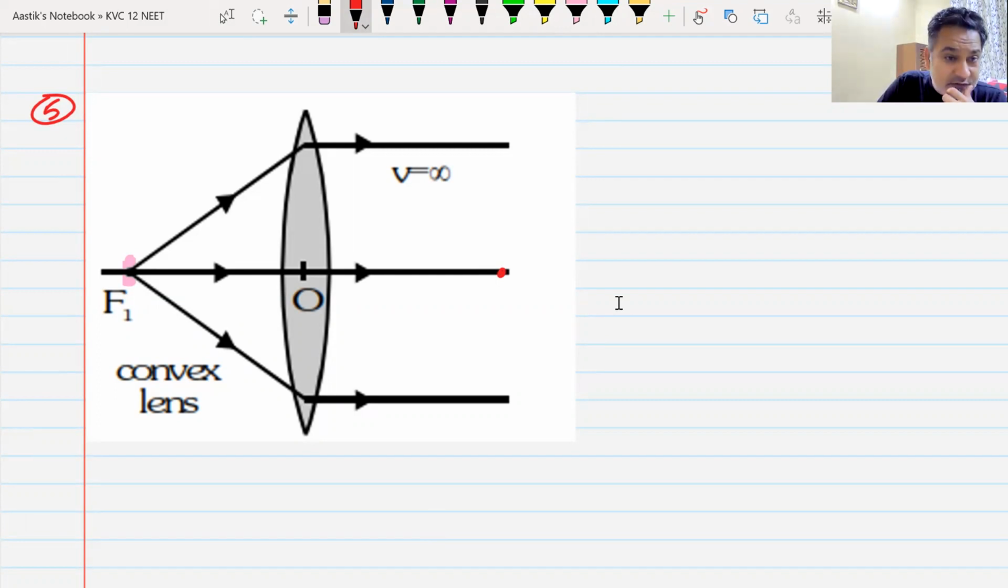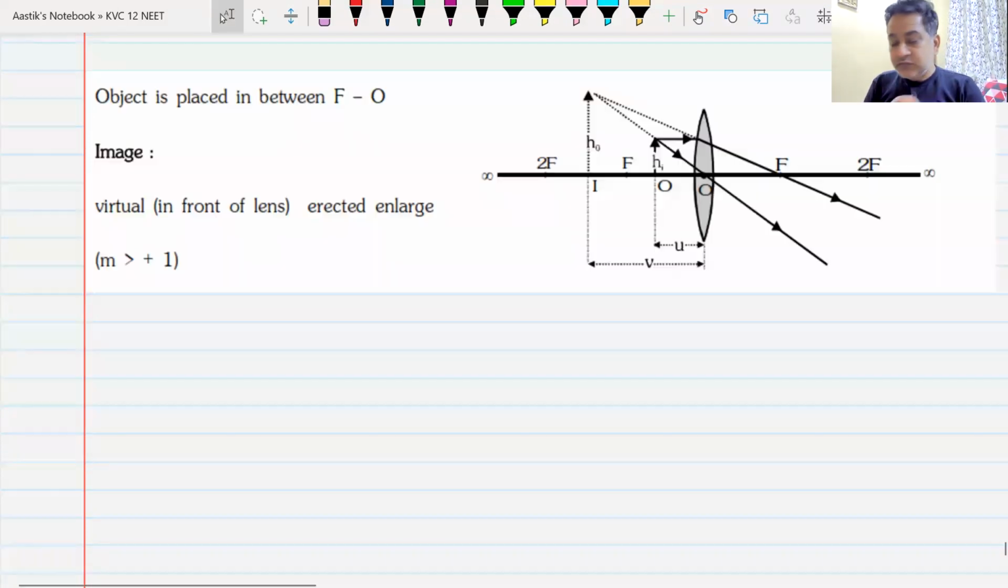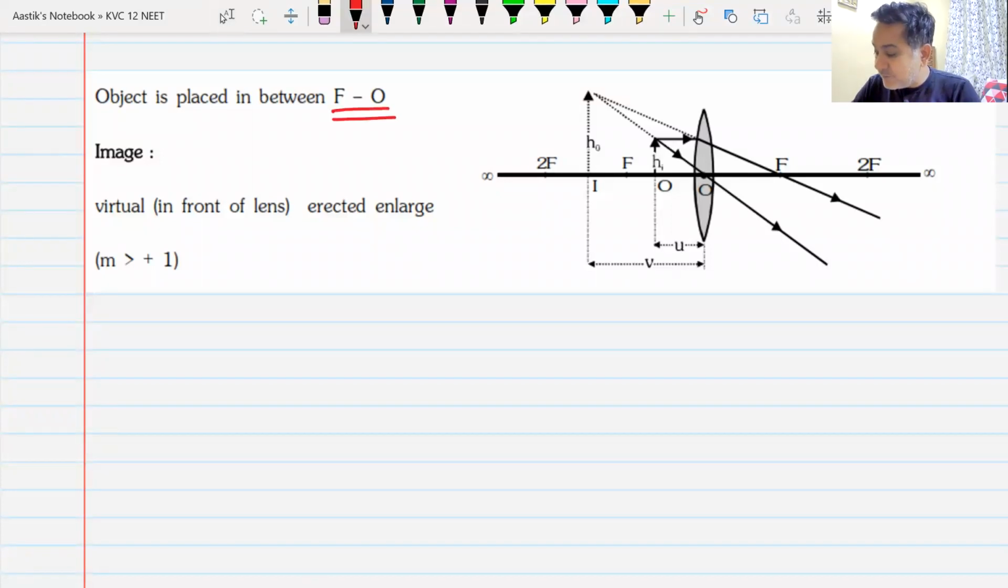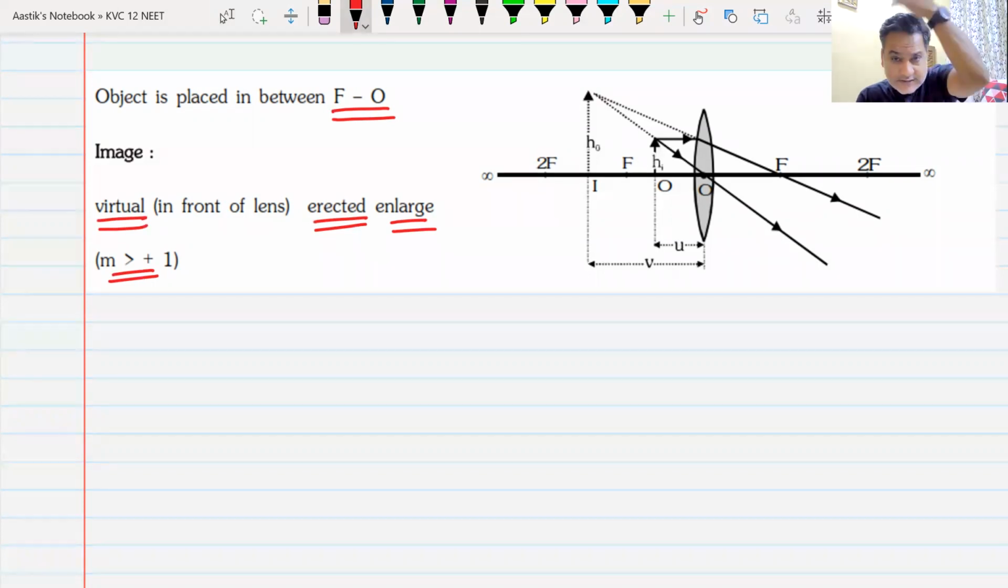What is the last thing that you must remember? The last position is a very important position because it is different from all of the positions. The object is placed between F and O. Only in this case the image is virtual, it is erect, and it is enlarged. We will discuss this and the concave lens in detail in the next class. We will also write their characteristics, what you have to remember and what you will have to recollect.